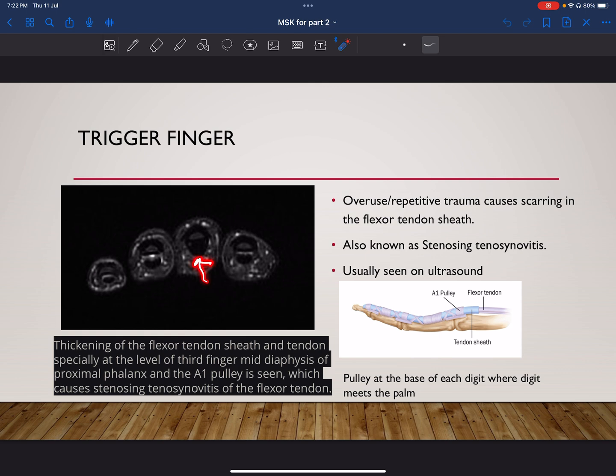So see, there is thickening of the A1 pulley here. The pulley is at the base of each digit where the digit meets the palm. So there is thickening of the flexor tendon sheath and tendon, specifically at the level of the third finger, mid diaphysis of the proximal phalanx, and the A1 pulley is seen, which causes stenosing tenosynovitis of the flexor tendon.